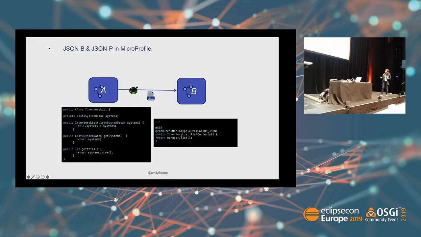So this is a quick example. In MicroProfile, this is a JAX-RS endpoint, like a get operation, and the payload type is JSON. You just directly declare this type, inventory list, and then JSONB automatically solves all this serialization and deserialization for you.